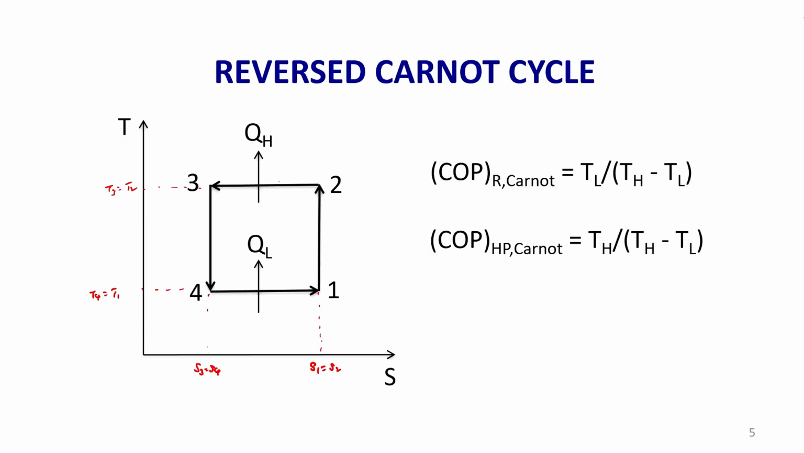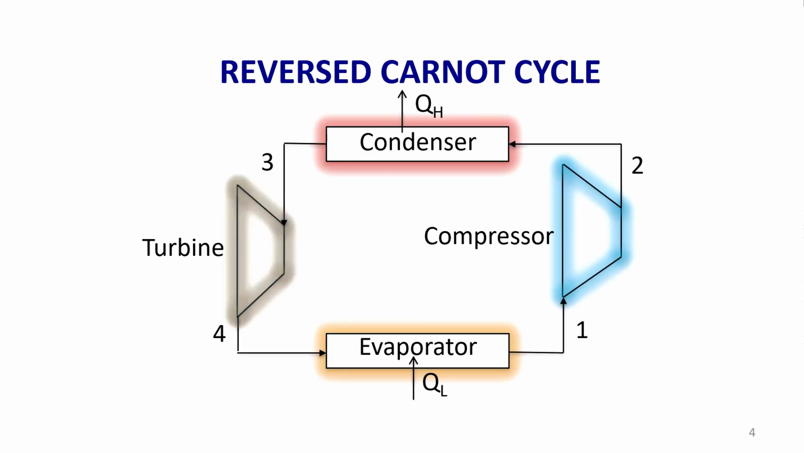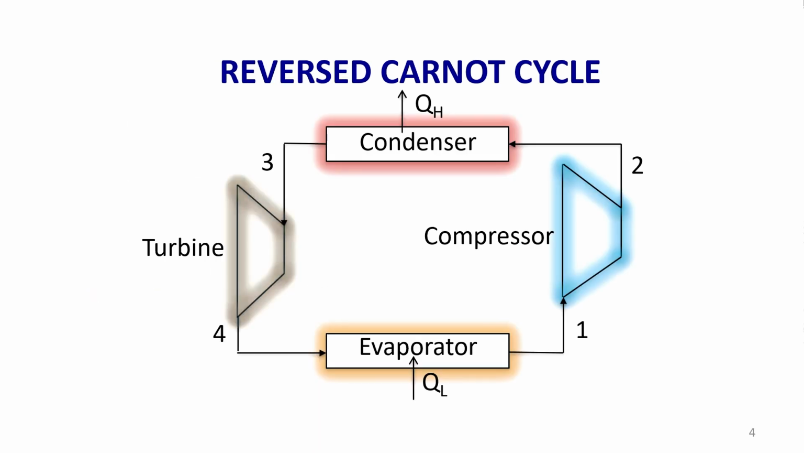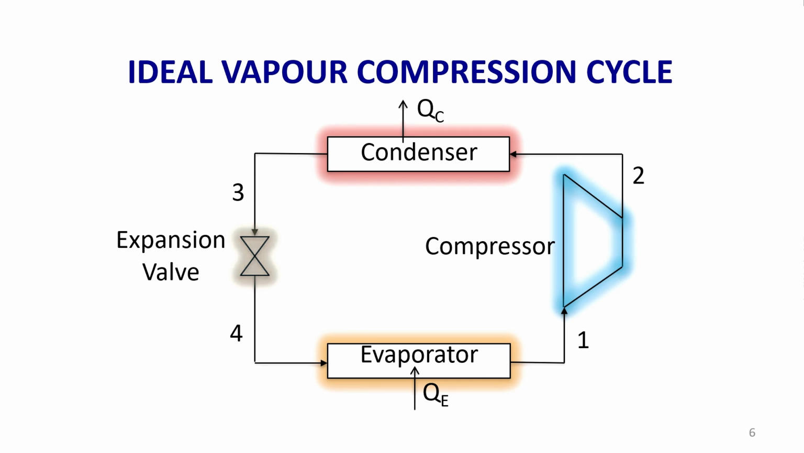Now you compare this process. This is the reverse Carnot cycle: compressor, condenser, turbine and evaporator. Now I am comparing this reversed Carnot cycle with the schematic of the ideal vapor compression cycle. I have a compressor, a condenser, the turbine is replaced by an expansion device, and of course I have the evaporator. These three components are exactly the same, only instead of the turbine I have an expansion device. So compared to the reverse Carnot cycle, the turbine is replaced by an expansion device.